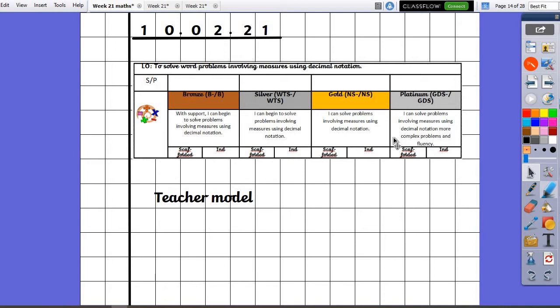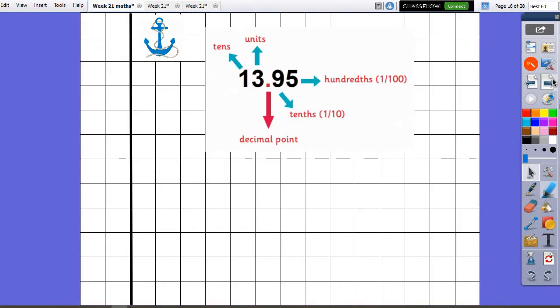Okay, so hopefully you've gone away and you had a quick think about decimal notation. You may have come up with an example of what you know of decimal notation. So this is your anchor. We have done this in January, I think the second week we came back to school, and this is your anchor today. So we have got our decimal notation. I know it's decimal because I have the decimal point. I've got my tens, units / ones, tenths and hundredths.